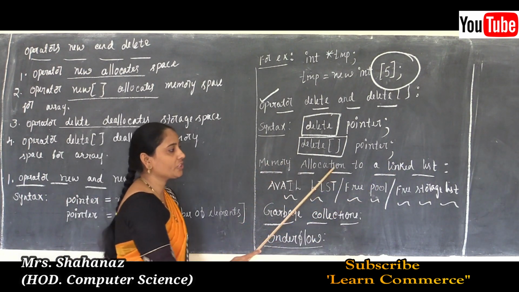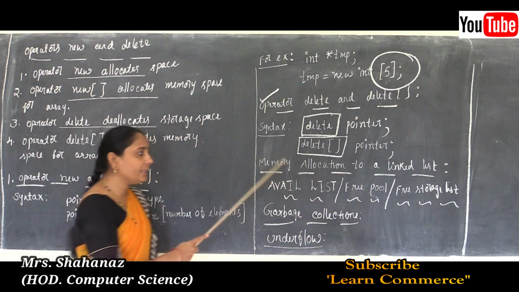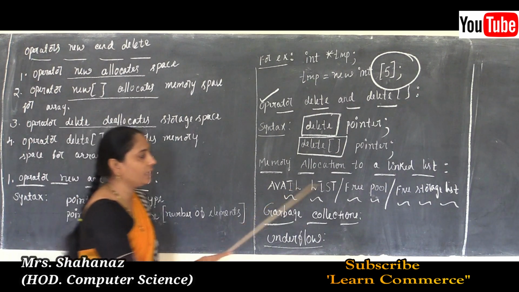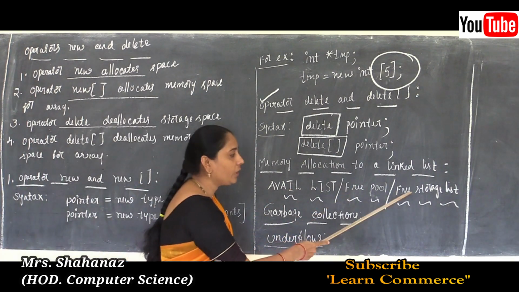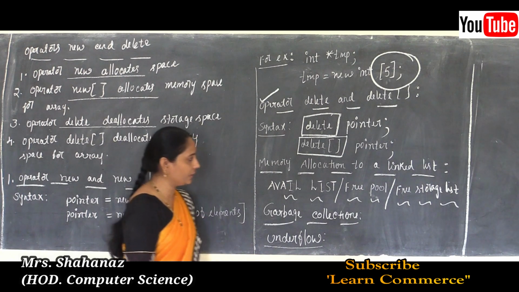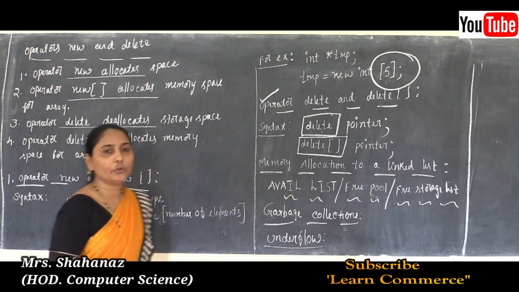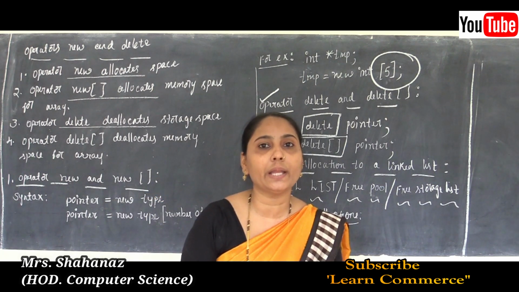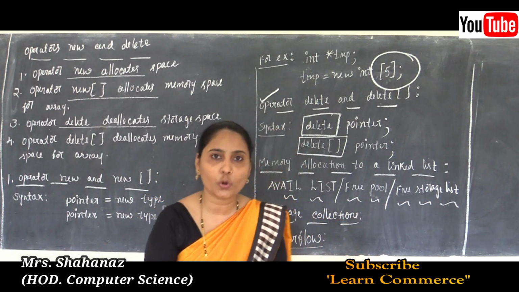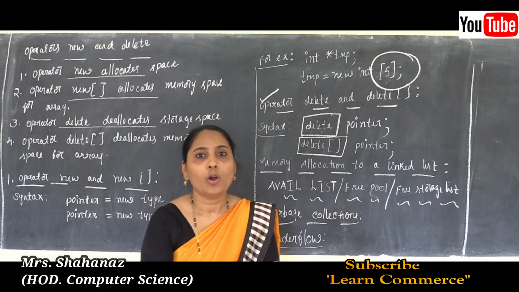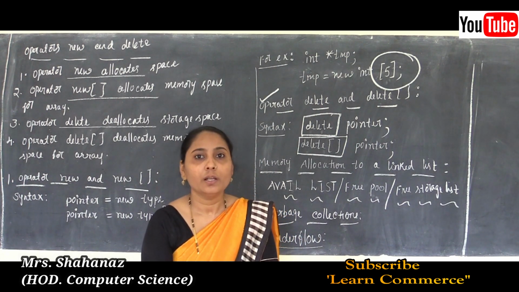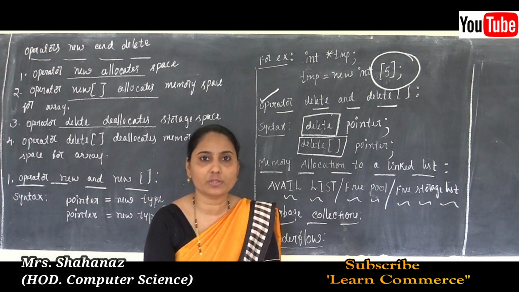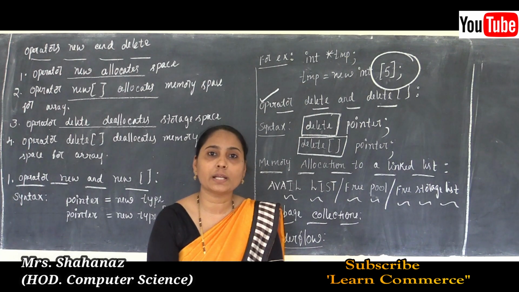The memory allocation to a linked list. In this concept we are going to study about the avail list. The avail list is also called the free pool, and also called the free storage list. So, memory allocation to a linked list. As we know, computer memory is a very limited resource. That means we can store only a limited amount of data in our computer. So some mechanism, some technique, is required. What's the technique and why are we using such a technique?